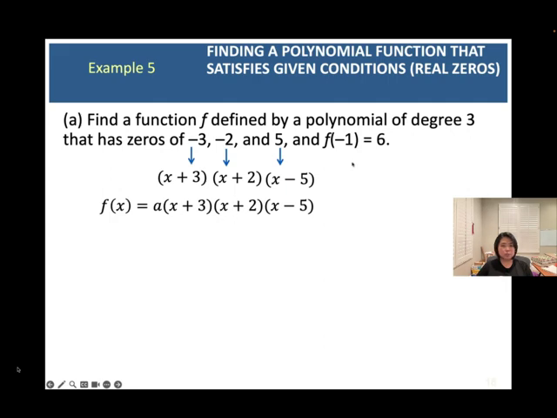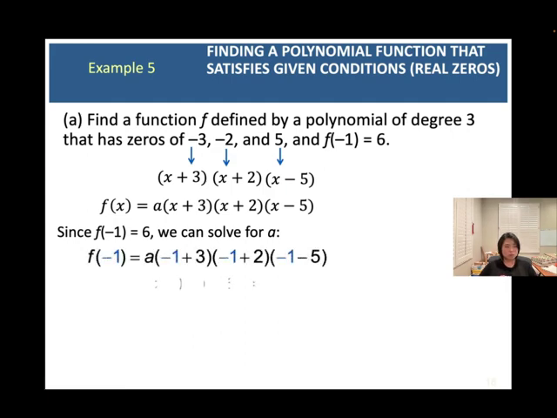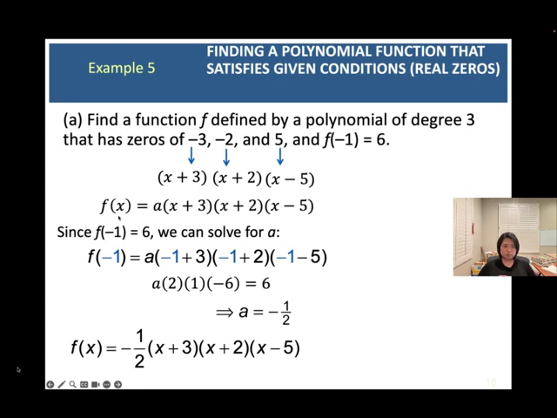Now, I'm going to substitute f of -1 equal to 6 into this function. We try to find out what a is. Okay, plug it in. Simplify it. You should get a equal to -1/2. Okay, now we know the leading coefficient a. We can plug it back into this function, and then we're going to distribute it one by one. So this is going to be my f of x.